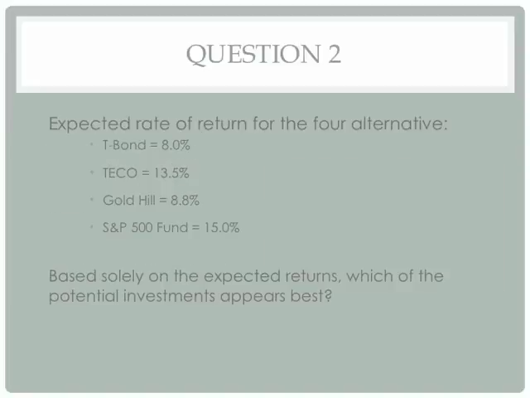Question 2. The expected rate of return is calculated using the data listed in Table 1 for the state of the economy, probability, and return for the four alternatives. T-bond has an expected rate of return of 8%, TCO 13.5%, Gold Hill 8.8%, and S&P 500 Fund 15%. Based solely on the expected returns, the potential investment that appears the best is the S&P 500 Fund at 15%.